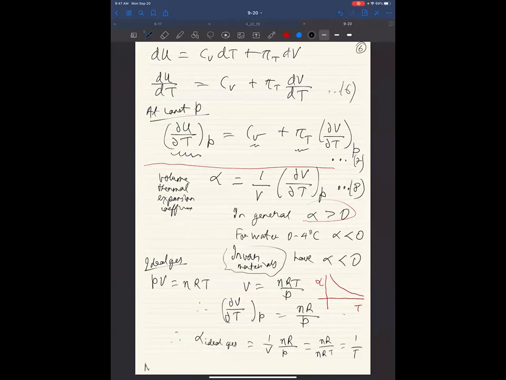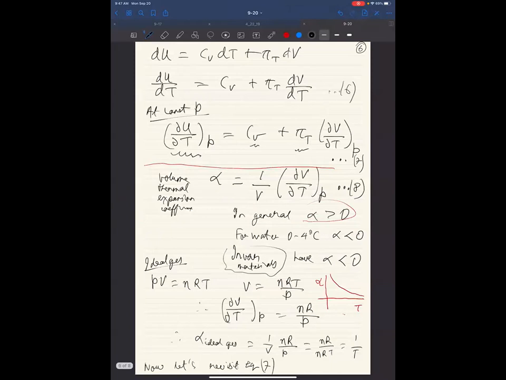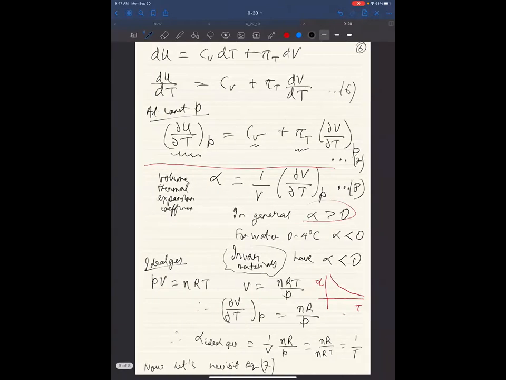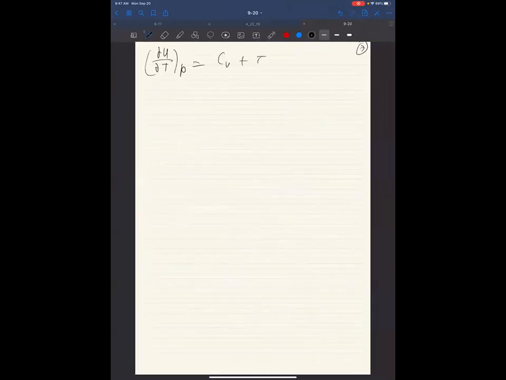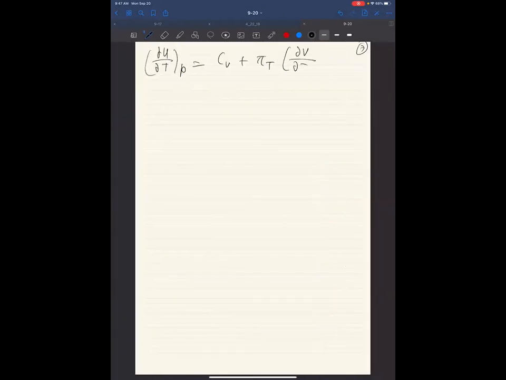So now let's revisit equation 7. Okay. So equation 7 said that partial U by partial T at constant pressure is equal to CV plus pi T partial volume by partial temperature at constant pressure.